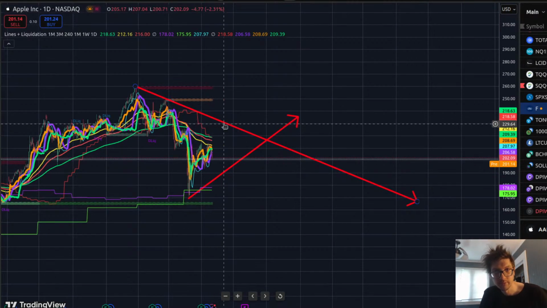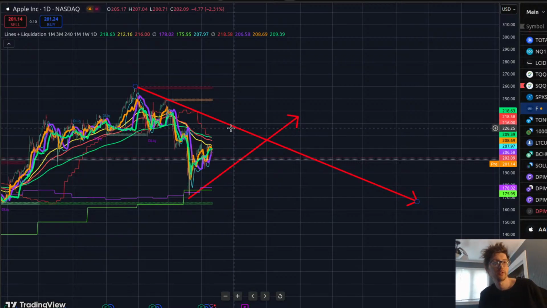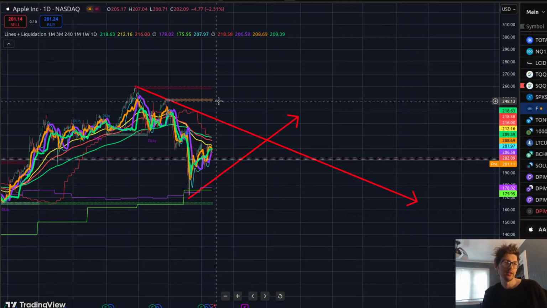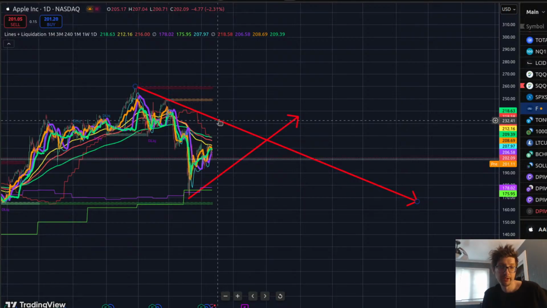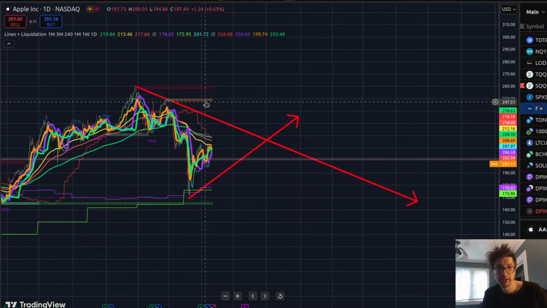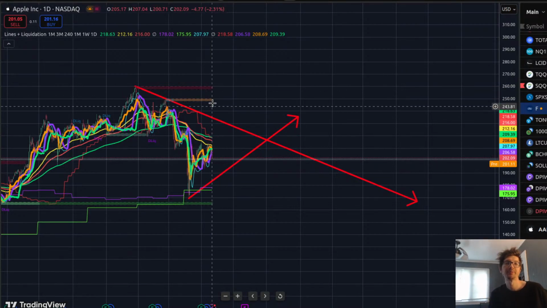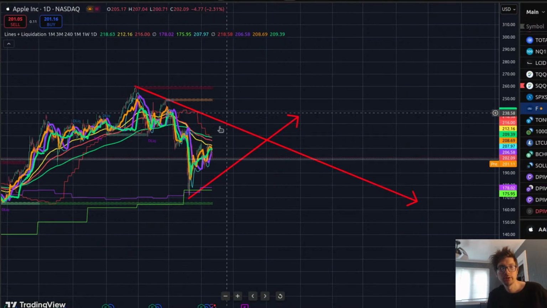Price is going to test this area for resistance. It's probably going to blow past it. Test this area for resistance. Don't know if it's going to blow past it. Don't know if it's going to blow past this one either, but it's probably going to blow past it, right? Not financial advice. And then same thing with this liquidation area, so on and so forth.